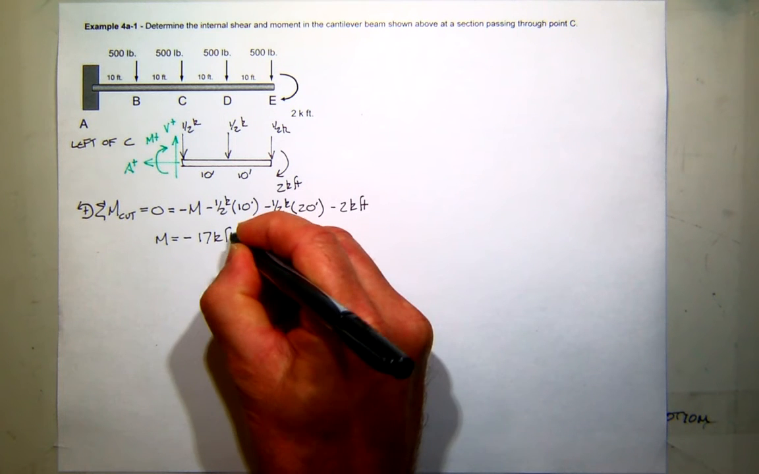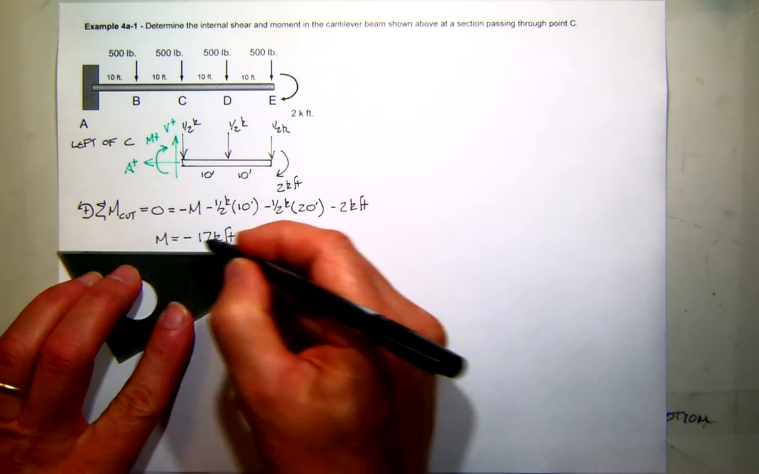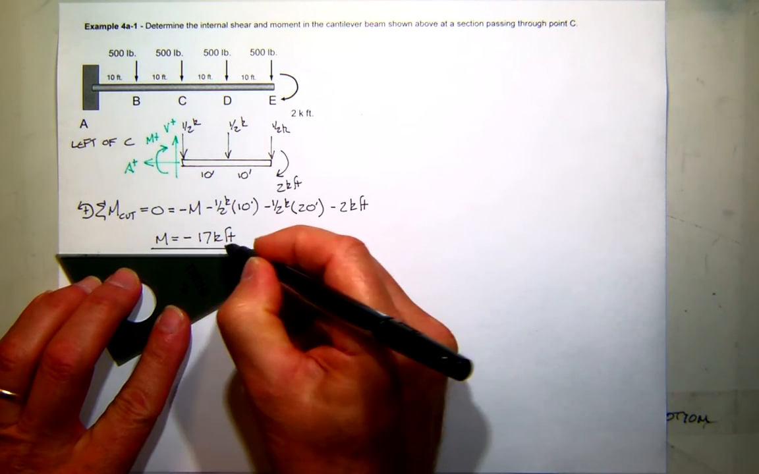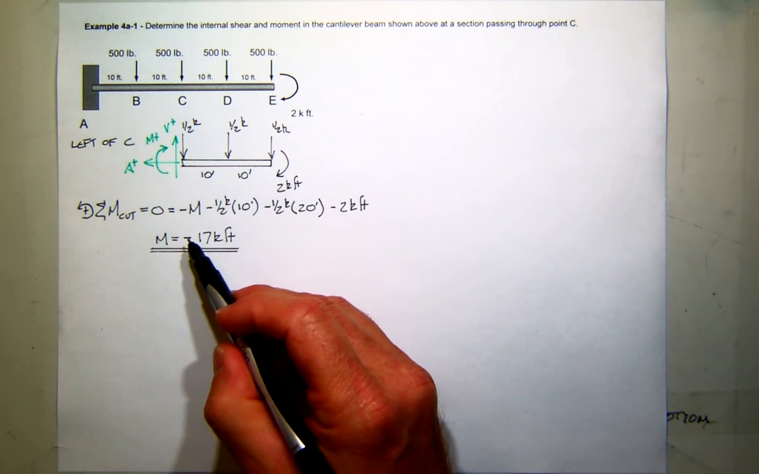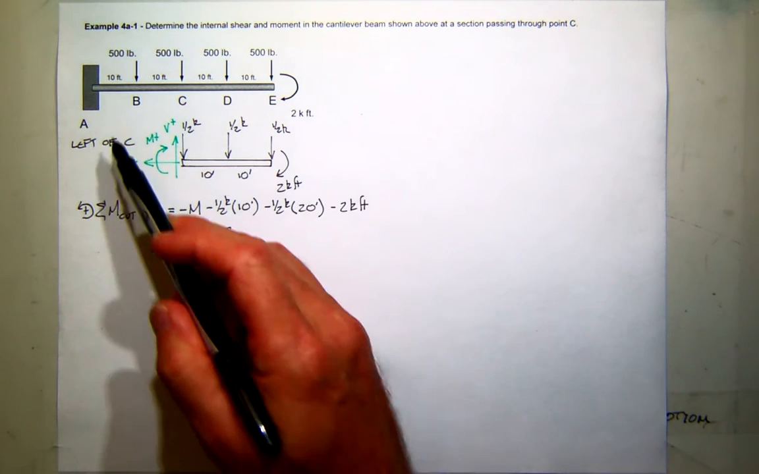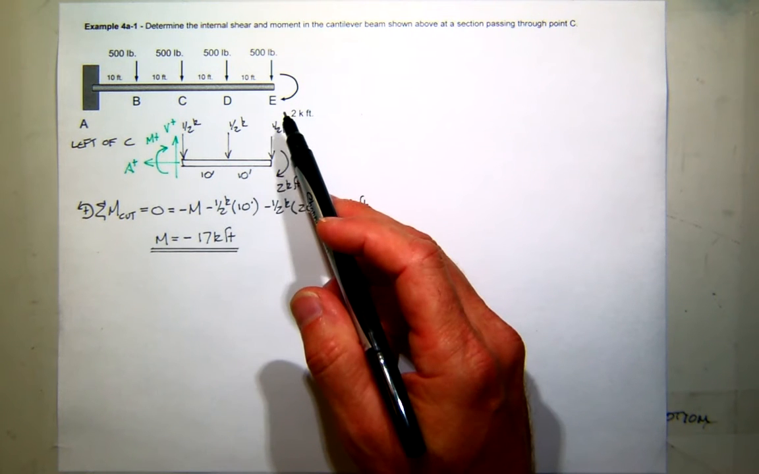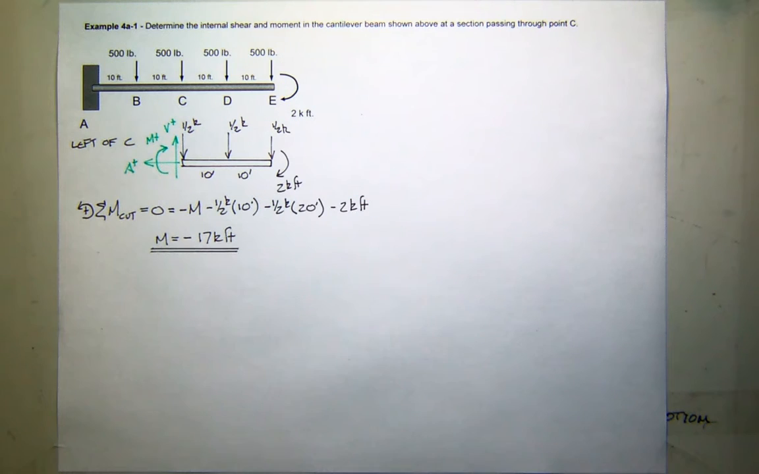17 kip-feet. So what does that mean? That means my bending moment is negative. And how would you expect this beam to bend? Into a frown. And what's a frown look like in this particular case?